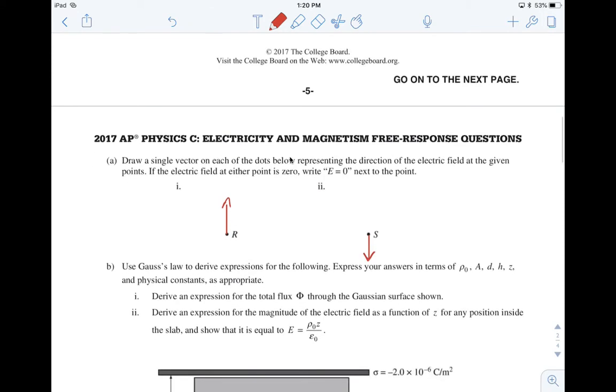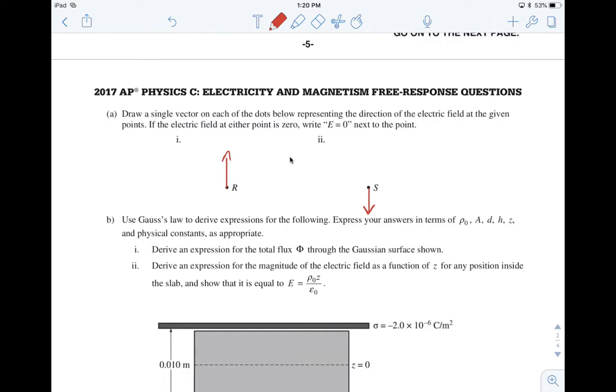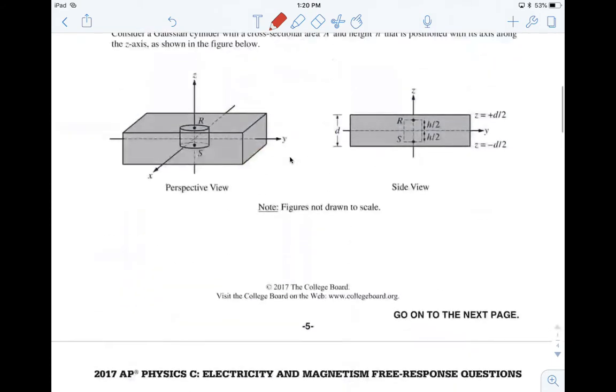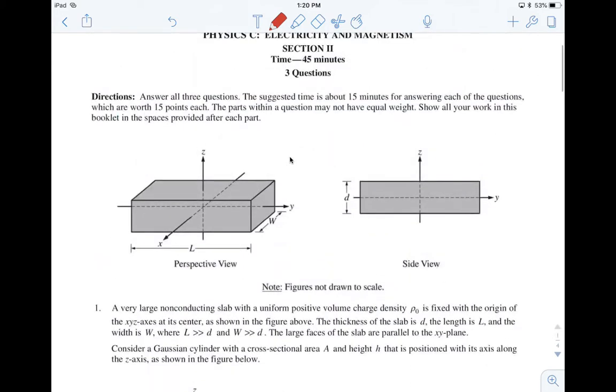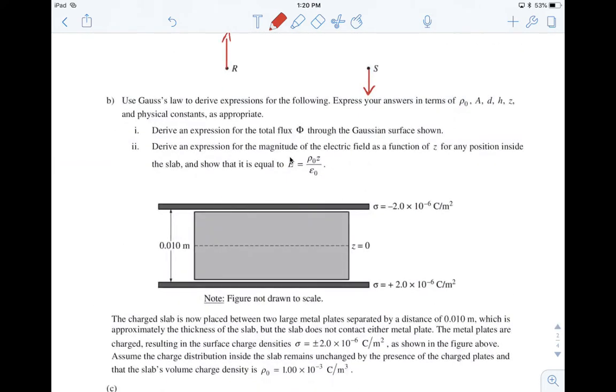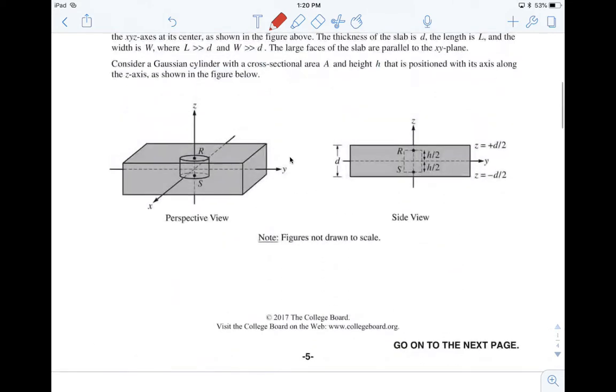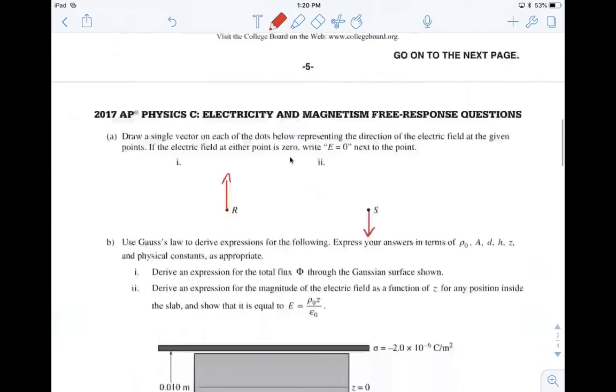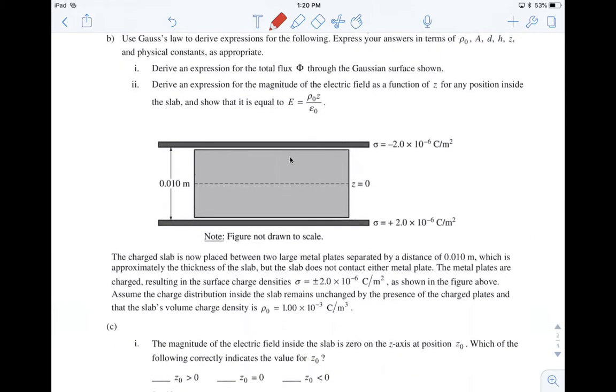Okay, that's it. Part B says use Gauss's law to derive expressions for the following. Express your answer in terms of rho naught. A is the area of the Gaussian cylinder. D is how thick the slab is. H, Z, any physical constants. Okay. What is H? H is the total height of the Gaussian cylinder, and it's H over 2 from the center. So it's centered right along the y-axis, it looks like. Okay, so derive an expression for the total flux.